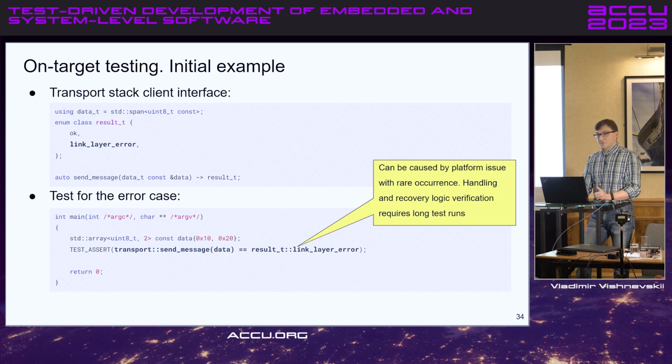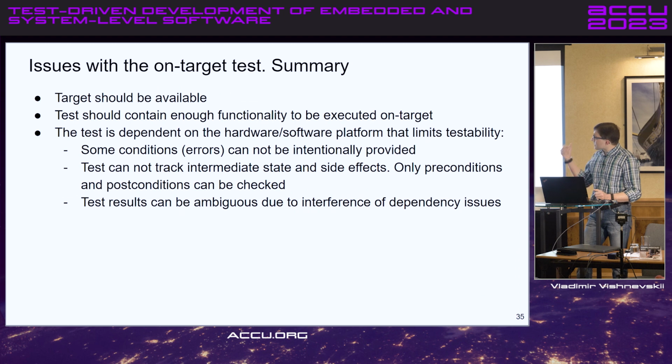So the idea is that it is just not very efficient. So to summarize the issues, targets should be available, but hardware might not yet be available, or startup code, everything should be already in place to really run the execution. So a test should really contain some viable functionality, so it needs to be able to run on target. And the test is dependent on the hardware and software as it is.